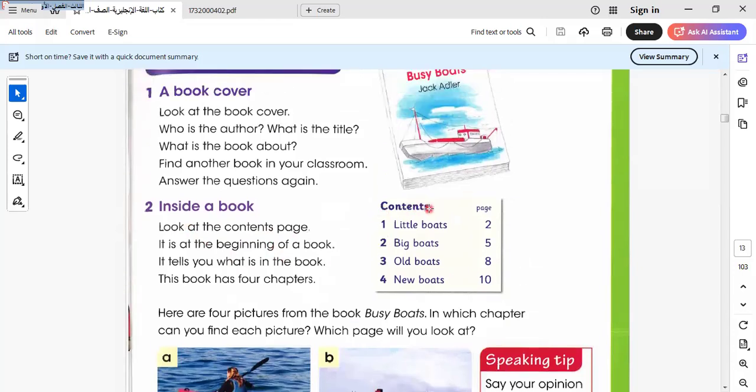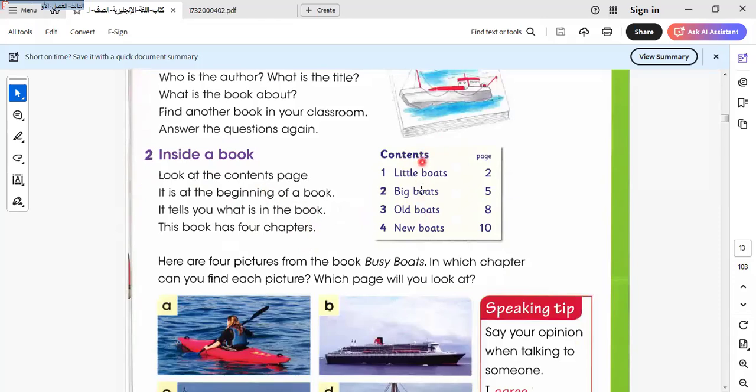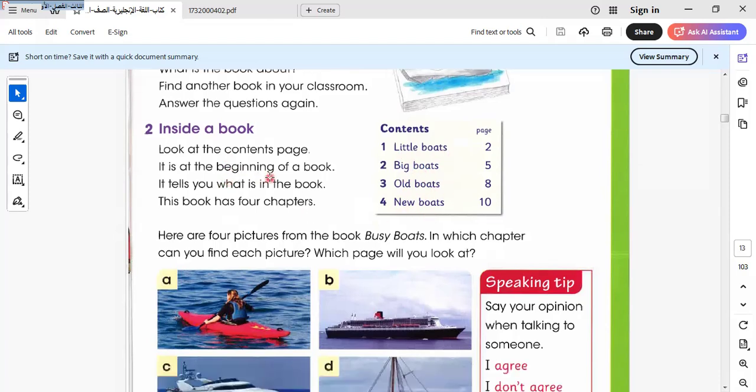Okay, so let's go to another one here. Inside the book means the details that I see when I open the book. Okay, look at the contents of the page. This is the contents page: little boats, big boats, old boats, new boats. If you open the book you see this content. This content means the topics that we will explain in this book. So the book is about different kinds of boats.